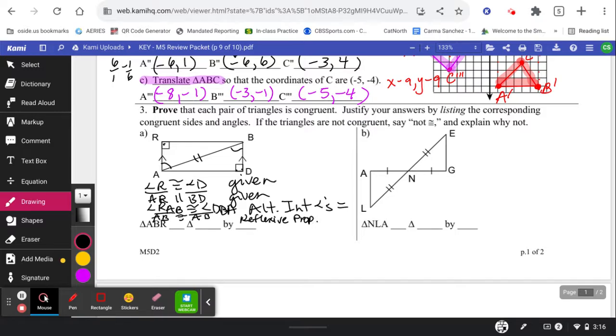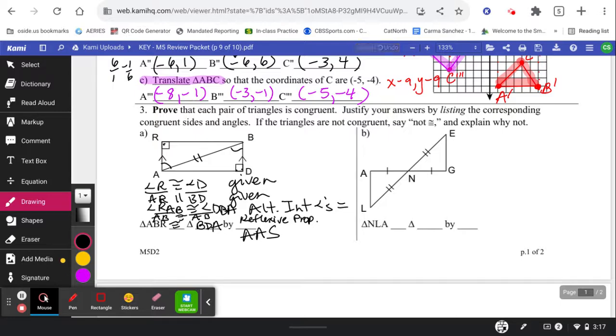And so the triangle ABR is congruent to triangle BDA by angle side theorem. That's super squished in there. Hopefully you could figure that out.